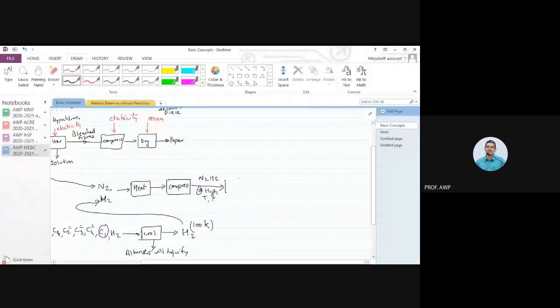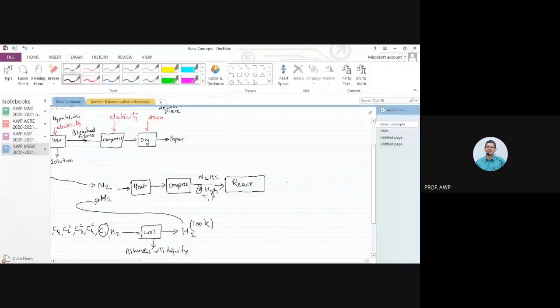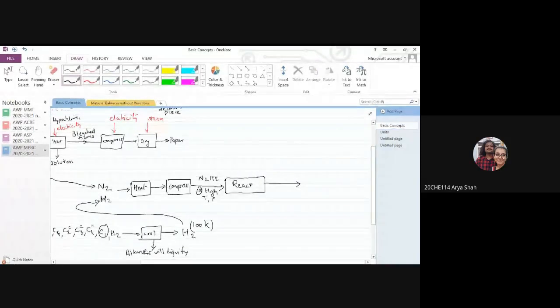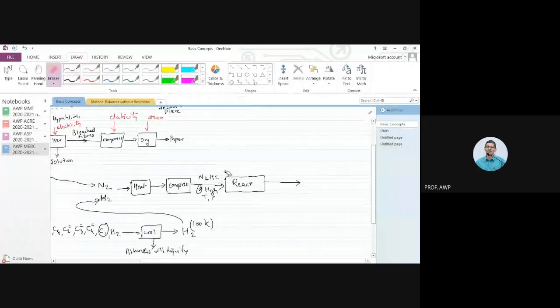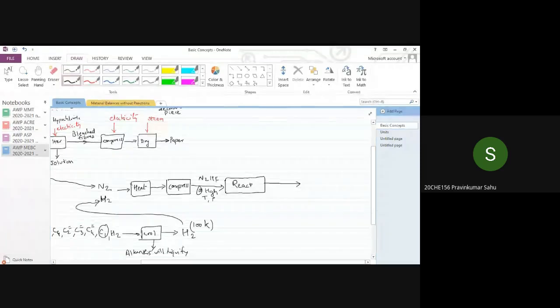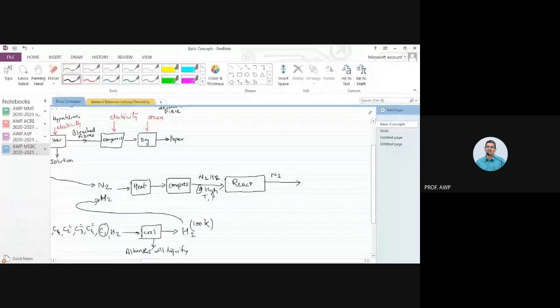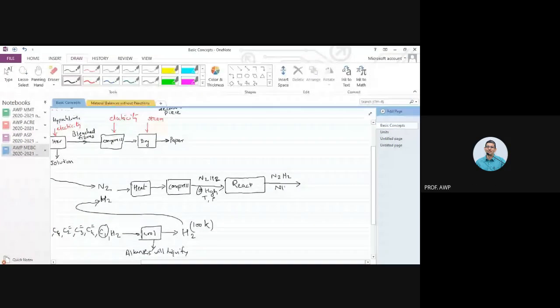Now I will send it to the catalyst and allow them to react. Then will all the nitrogen and hydrogen react? No, sir. The remaining will also be sent back to the process. I will have nitrogen, hydrogen and the ammonia that is formed.